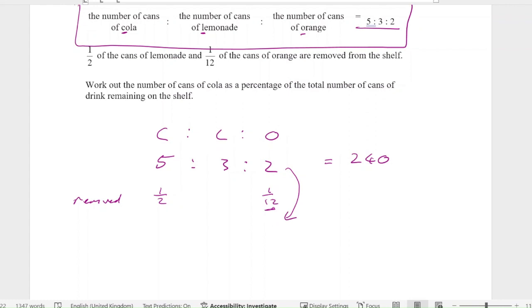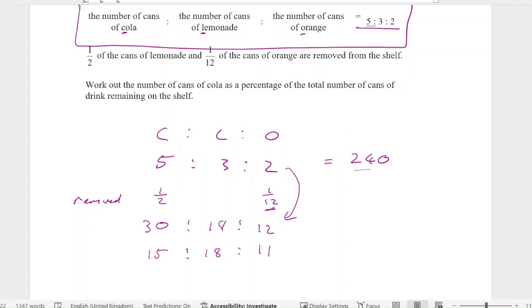So if I times that by 6, that would be 12. If I times this by 6, that would be 18. And if I times this by 6, it would be 30. So that is the same ratio. It's just that I've made the numbers simpler for me to take a 1/12 away and a half away. So if I've taken a half of the cola cans, I've now got a ratio of 15 to 18, and I've taken a 1/12 away to 11.